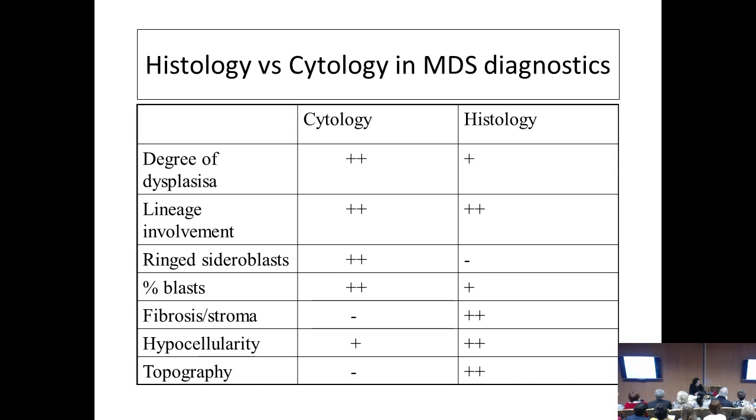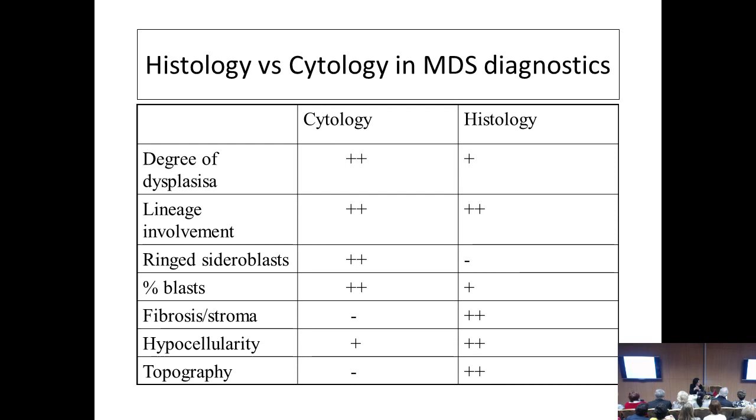MDS. In most cases, we have an increased cellularity, but in some cases we have hypocellularity, and this can clearly be better shown in histology. In addition, fibrosis can only be seen in histology. But cytology is better in determining the degree of dysplasia and determining the blast content. It's also possible in histology, but the smear is still the gold standard for determining the blast content in MDS. And ring sideroblasts can only be seen in smears, not in histology.